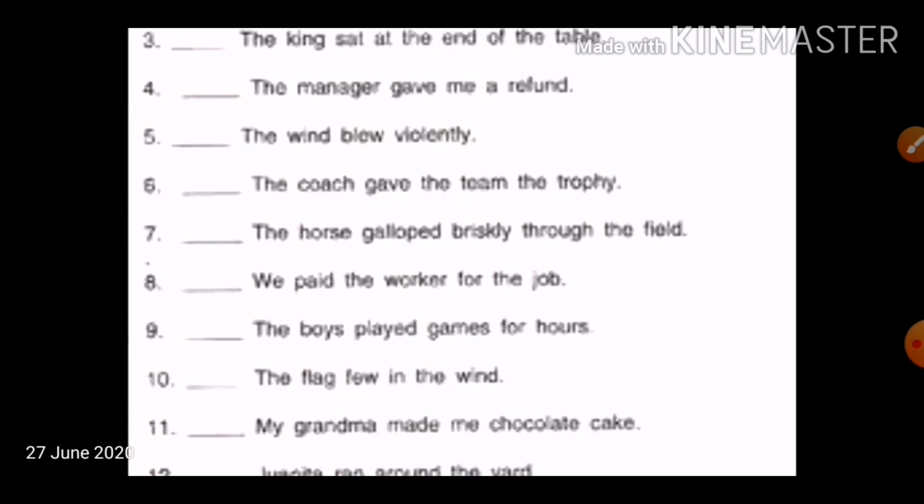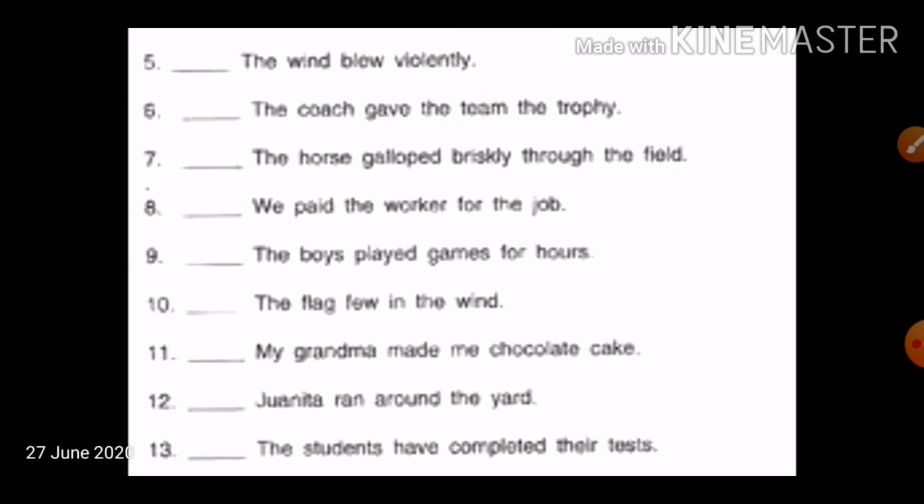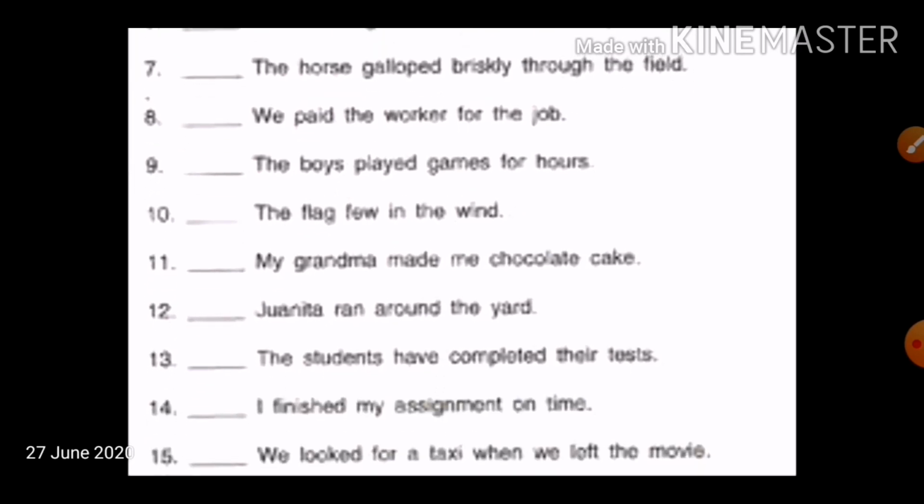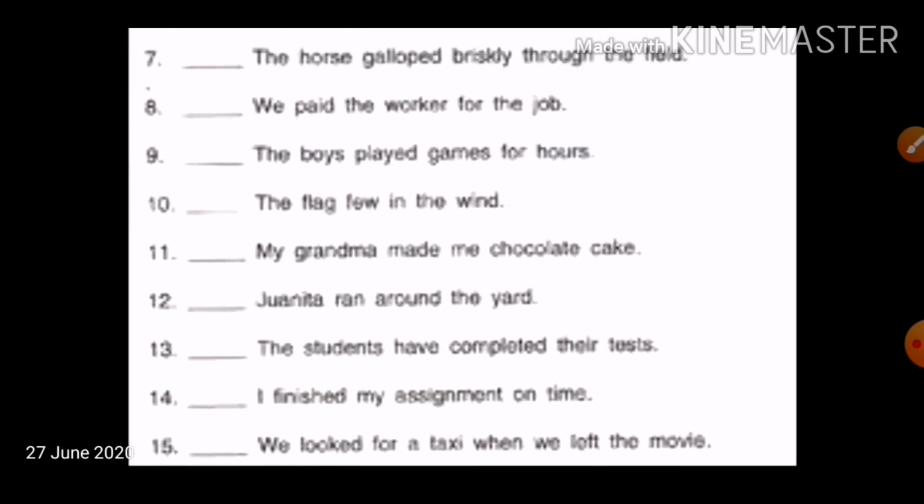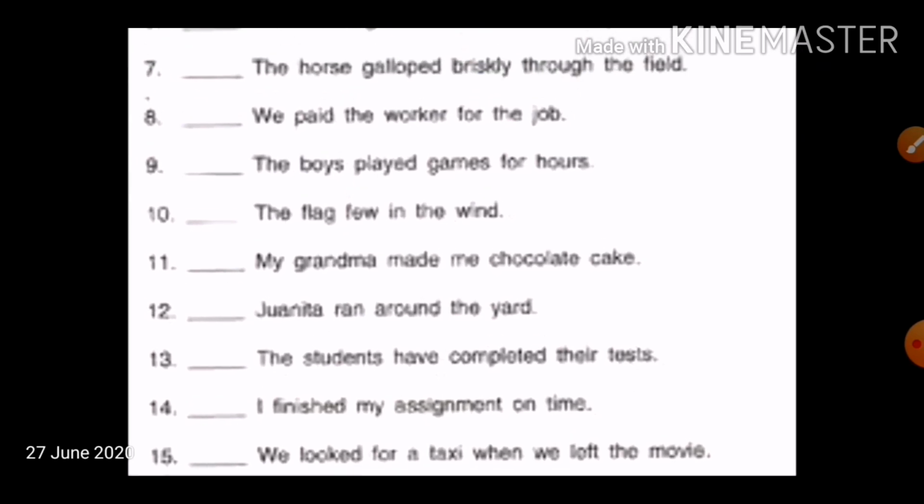Sentence 7. The horse galloped briskly through the field. Sentence 8. We paid the worker for the job. Sentence 9. The boys played games for us. The boys played well. Okay, sentence 10. The flag flew in the wind. Sentence 11. My grandma made me a chocolate cake. Sentence 12. The dog ran around the yard. Sentence 13. The students have completed their tests. Sentence 14. I finished my assignment on time. Sentence 15. We looked for a taxi when we left the movie.